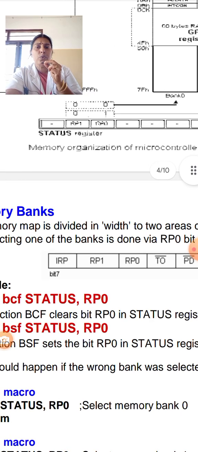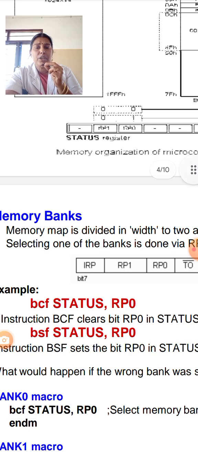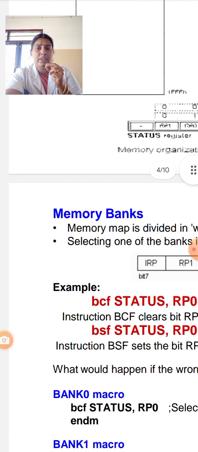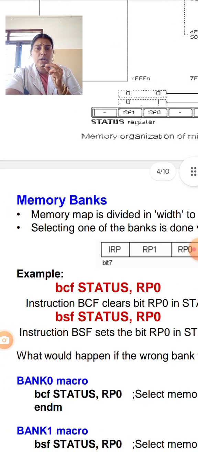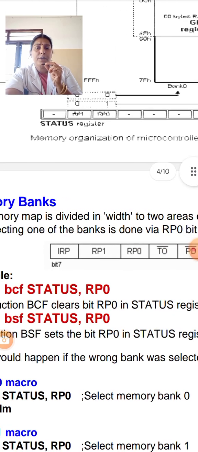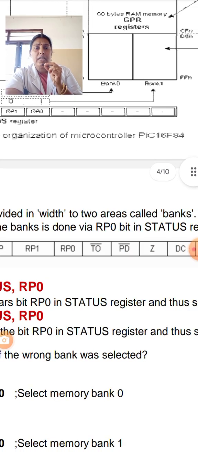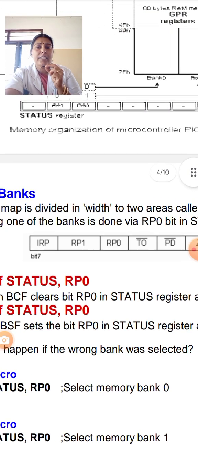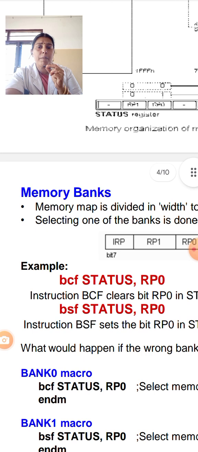For example, if we use BCF STATUS, RP0, the instruction BCF clears the bit RP0 in the status register. If we use the example BSF STATUS, RP0, the instruction BSF sets the bit RP0 in the status register, and thus it selects bank 1. So likewise we can select bank 0 or bank 1 while writing the program.